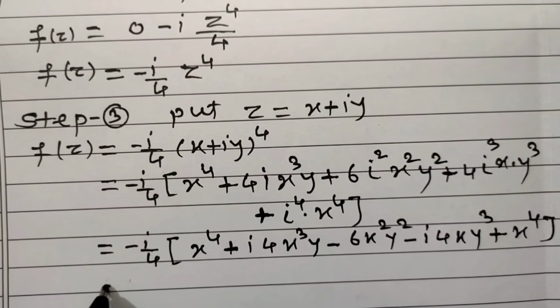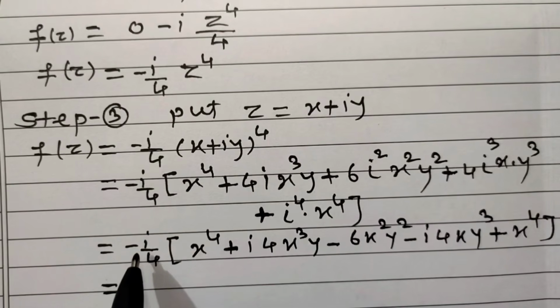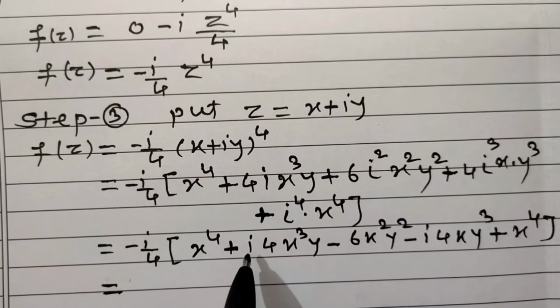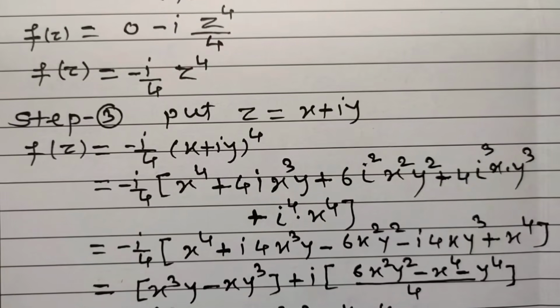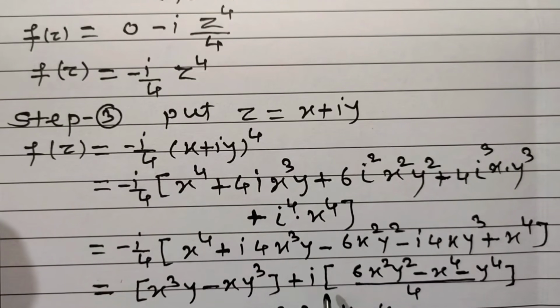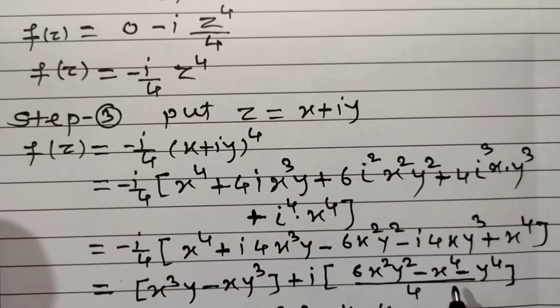So this is equal to minus i into i, 1 upon 4 (x^3y minus xy^3), this is the real part, plus i into (6x^2y^2 minus x^4 minus y^4)/4. This is the imaginary part. This part is already given in the question, in the statement of the problem, and this is the value of the imaginary part v.